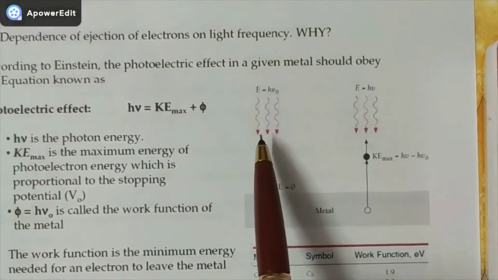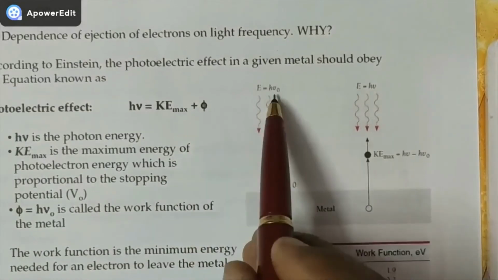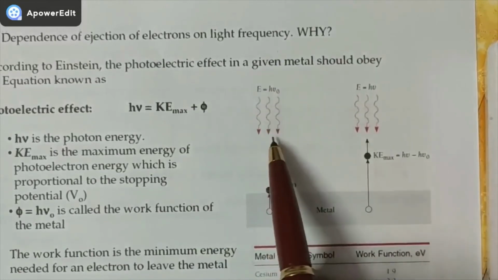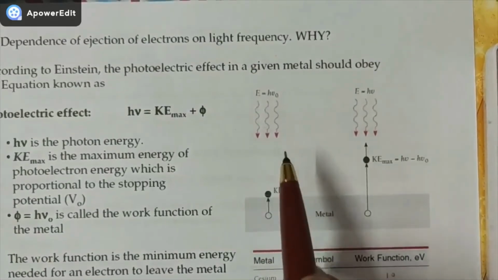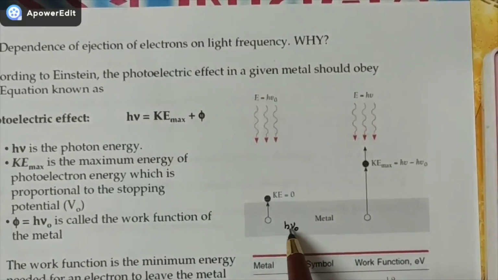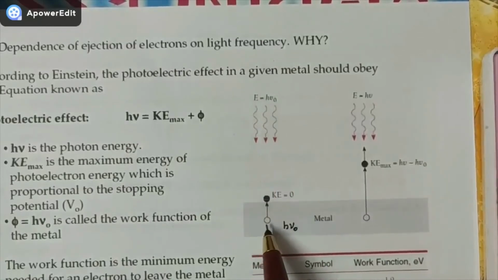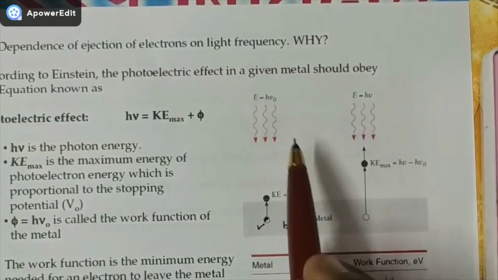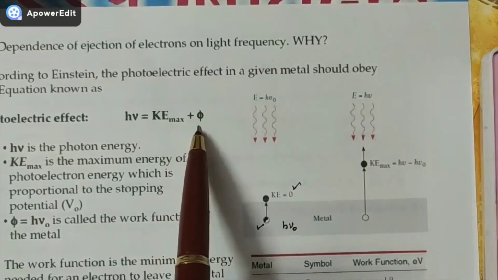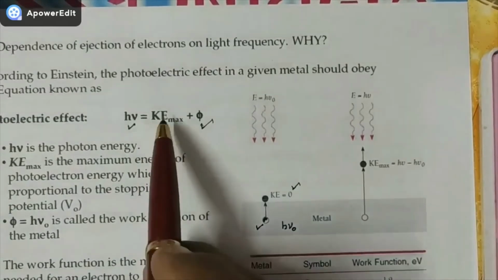You can see that this is some metal whose work function is h nu naught. If I shine a light whose energy is h nu naught, that means the frequency of this light is nu naught. If this light is falling on the metallic surface and the work function of this surface is h nu naught, then below this frequency no electron will come out. If this light has this energy and falls on this surface, this particular electron will acquire this much energy and come out of the surface, but the kinetic energy is zero, because this energy h nu falling on the surface is equal to the work function, so the kinetic energy will be zero.